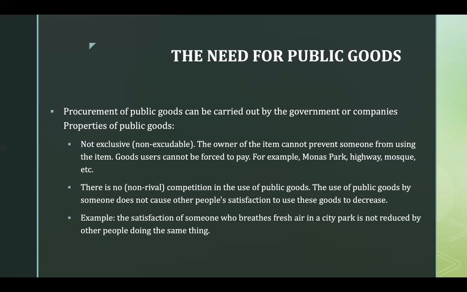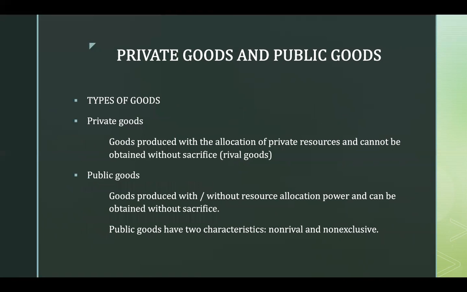And also there is no competition in the use of public goods, because the use of public goods by someone does not cause other people's satisfaction in using those goods to decrease. For example, the satisfaction of someone who breathes fresh air in the city park is not reduced by other people doing the same thing. That will be the same. So the key point is that public goods are non-rival and non-excludable, while private goods are rival and excludable, right?